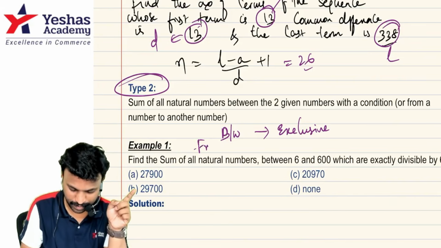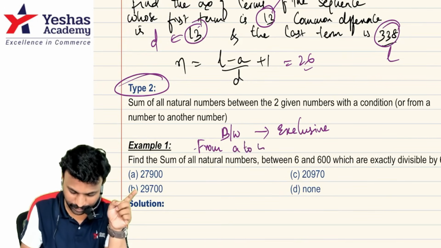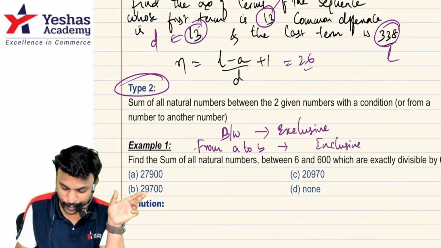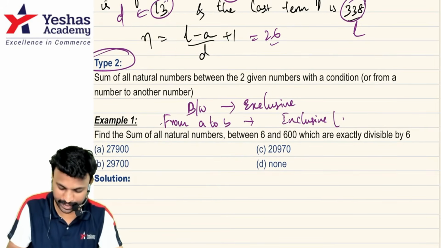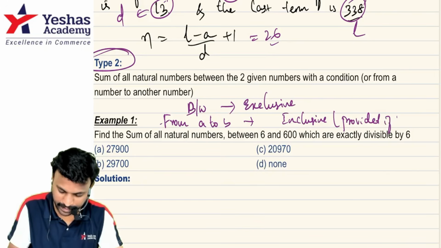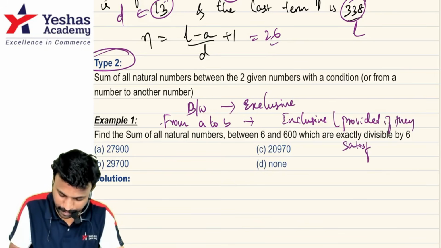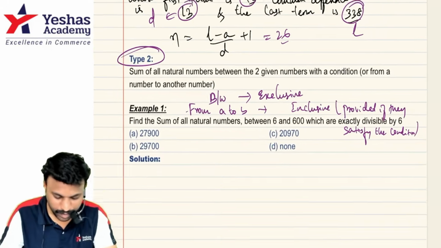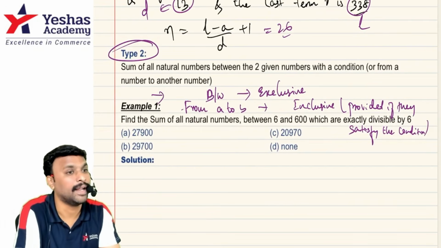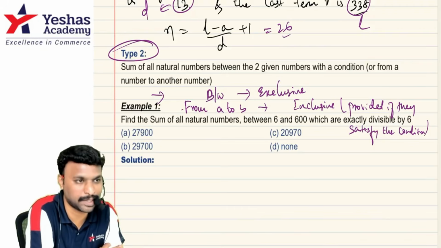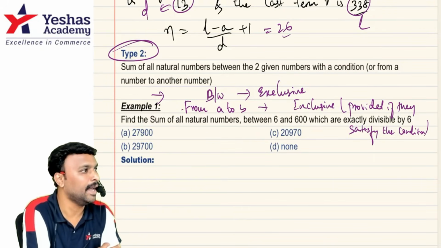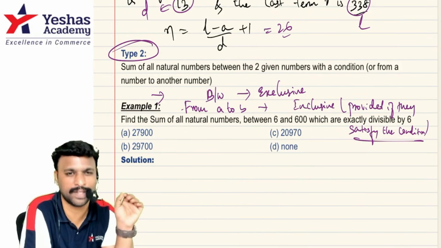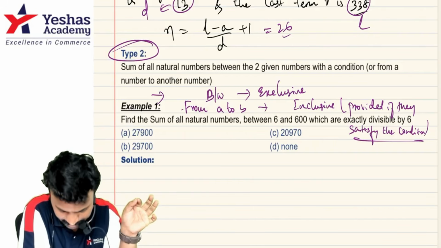When they say from A to B, where A and B are the two given numbers, then it becomes inclusive, provided they satisfy the condition. You copy this, then you will know what exactly it is. Whenever they say between, they become what? The two given numbers become exclusive. Whenever they say from A to B, then the two numbers become inclusive, provided they satisfy what? Condition. So please make a note of this while solving the question. You will understand the meaning of it.